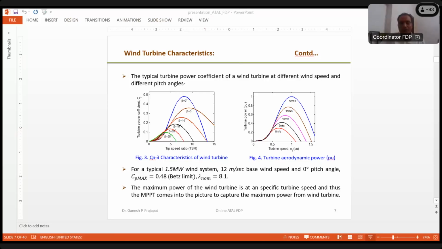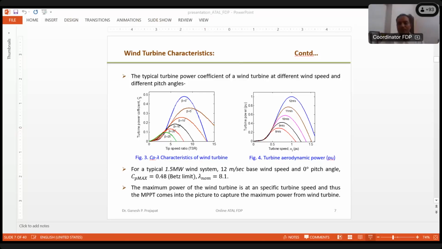So the wind speed is changing every time, and that is not in our hand. So what we need to do is have some control which tracks this generator speed, or I mean turbine speed actually. One controller must be present which will track this turbine speed, so that it keeps the power coefficient at its highest value, so that we can extract the maximum power.